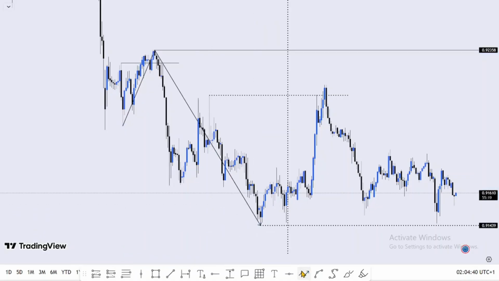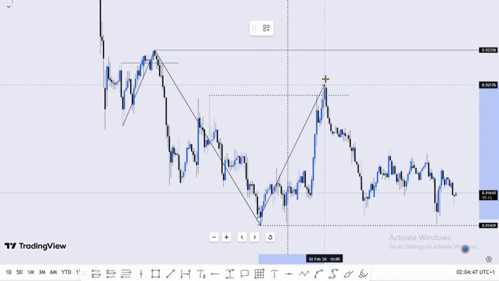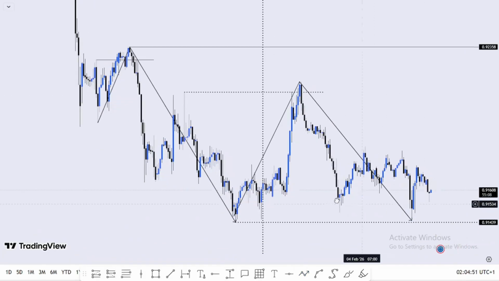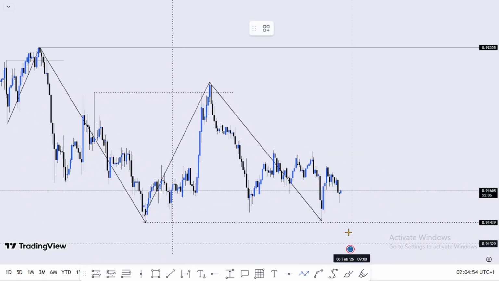Now, when price takes out structural liquidity, what we should get is continuation. As you can see, price takes it out. Next thing we do, we continue in line with the trend, right?